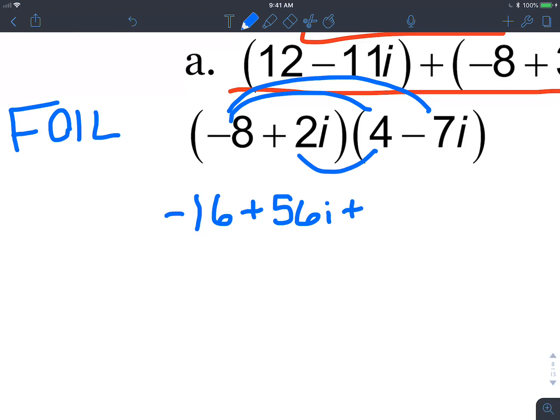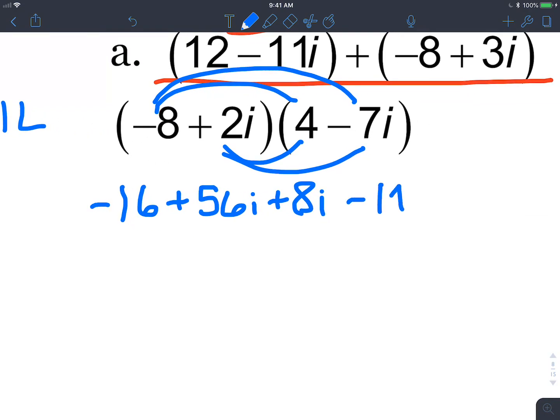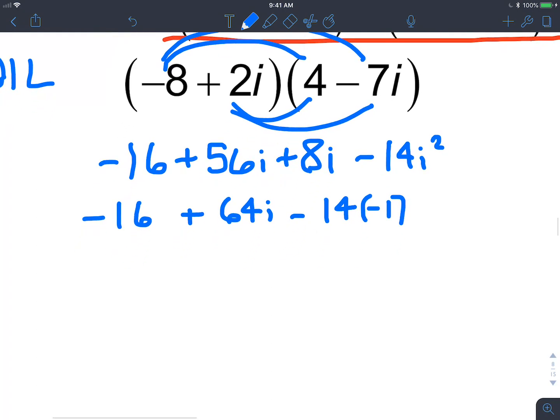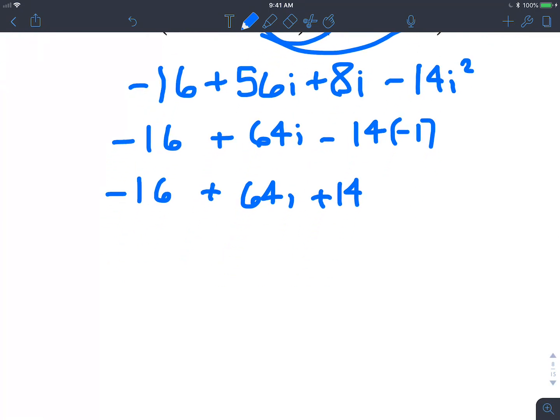2i times 4 is plus 8i. And then 2i times negative 7 is negative 14i squared. There's that i squared again, so we've got to be really careful with that. So that'll be negative 16, and when you add the 8, what's that get us? 64i. And then minus 14i squared, which is basically now 14 times negative 1. I have a lot of people just convert that to positive 14 in one step. They do the i squared part in their head. If you want to do that, you can. So it's plus 14. If you want to skip that step, you definitely can.